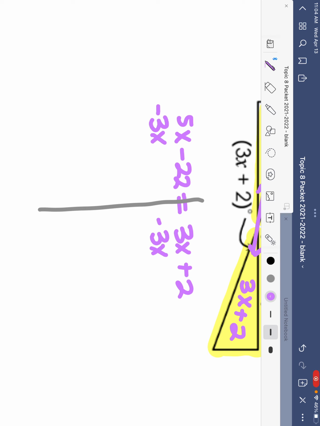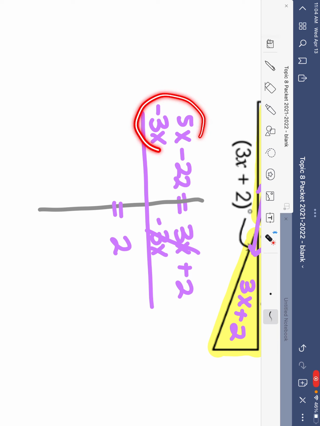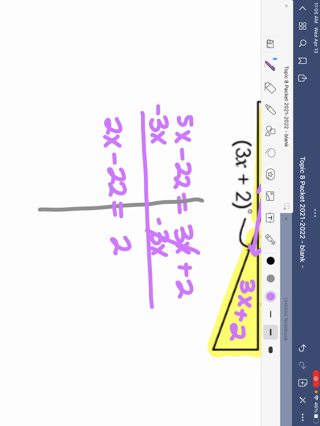Okay, on the side with the 3x, let's start with this side first. What happens to my 3x's? Well, 3x minus 3x is 0. That cancels out. And that leaves me just with a 2 on that side. Now on the other side, 5x minus 3x is 2x, positive 2x, and I bring down my negative 22. So 2x minus 22 equals 2.